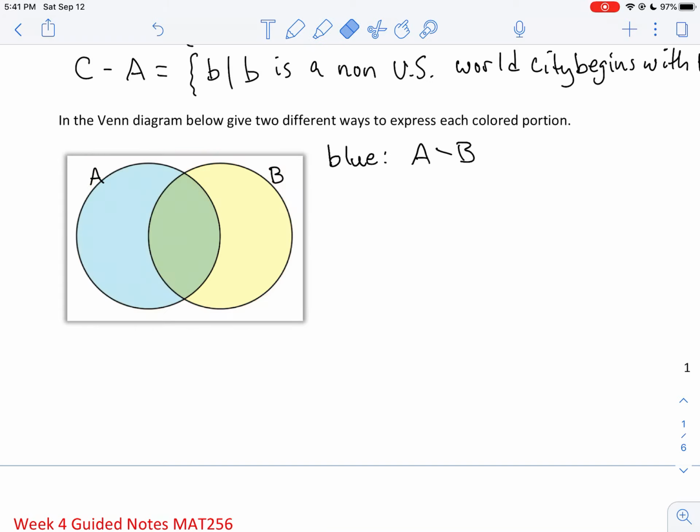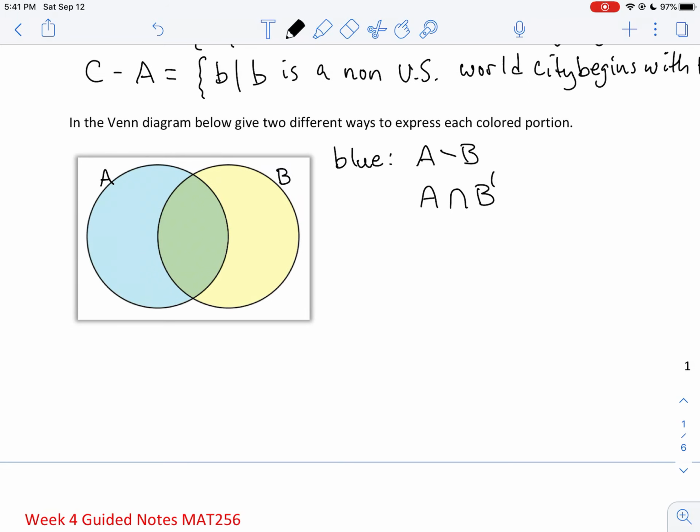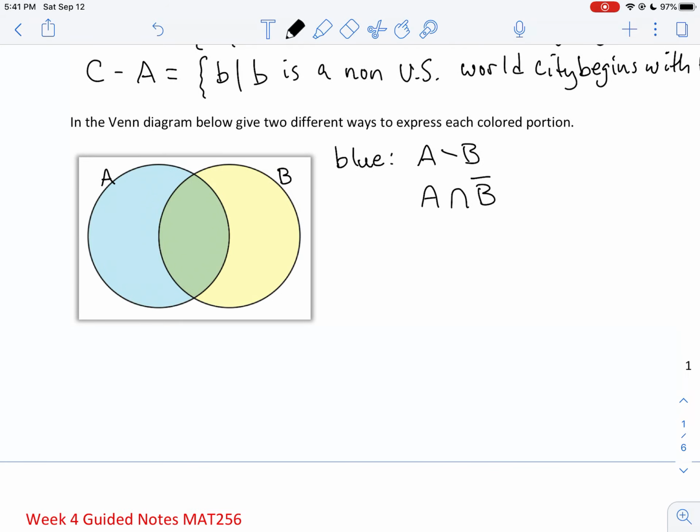So a second way we could have done this was to say A intersect the complement of B. Remember, putting a little C there is one way to say complement. Putting a little prime sign there is another way. Or put a bar above the B, that's another way to say the complement.